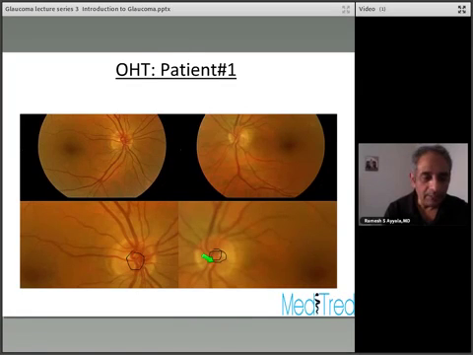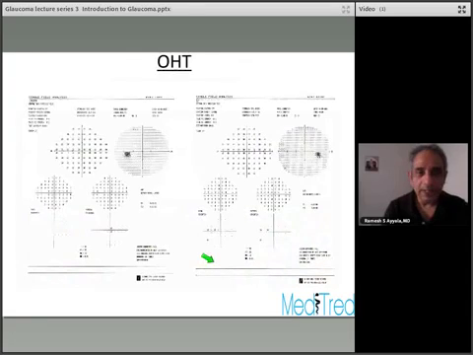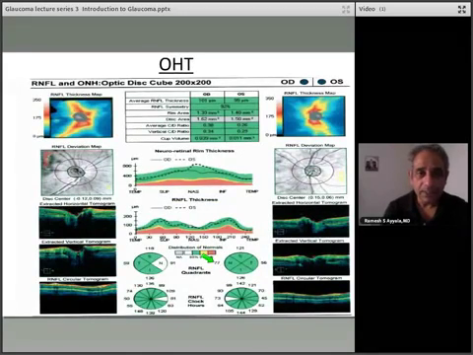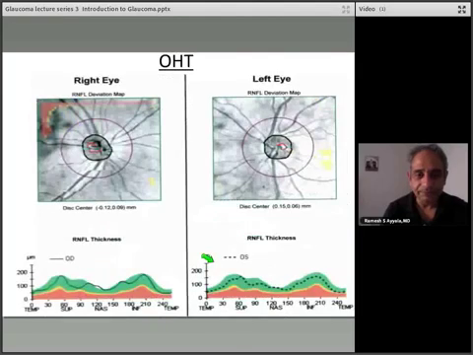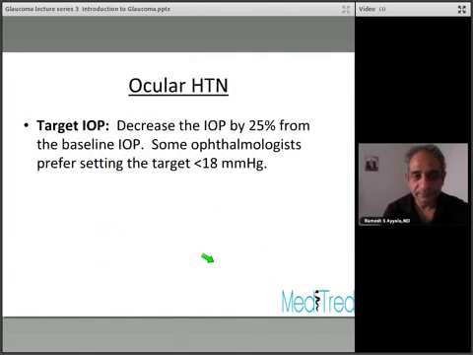And the visual fields are normal, and so is the OCT, with normal rim and a normal retinal nerve layer thickness. So the target here in terms of treatment is to reduce the intraocular pressure by 25% from the baseline intraocular pressure. Some ophthalmologists prefer setting the target to be less than 18 millimeters of mercury.